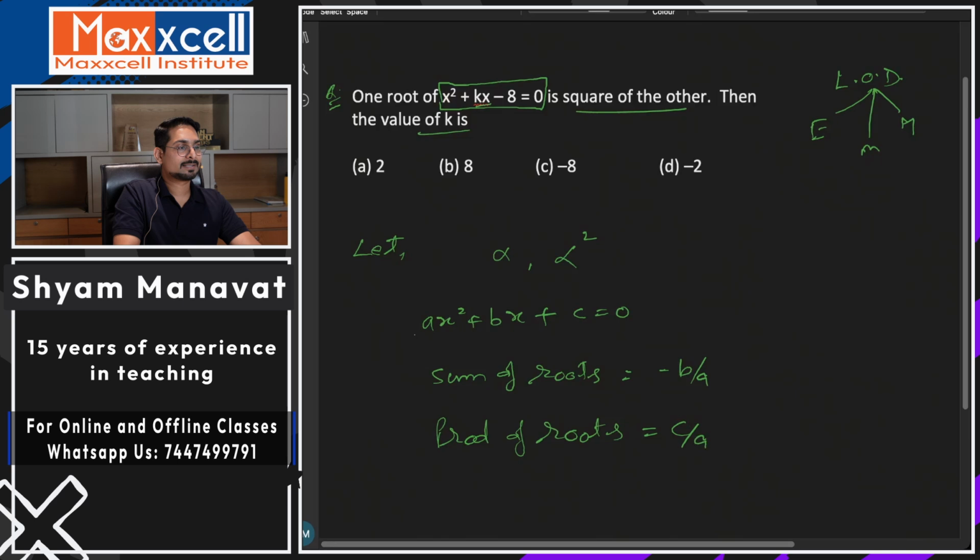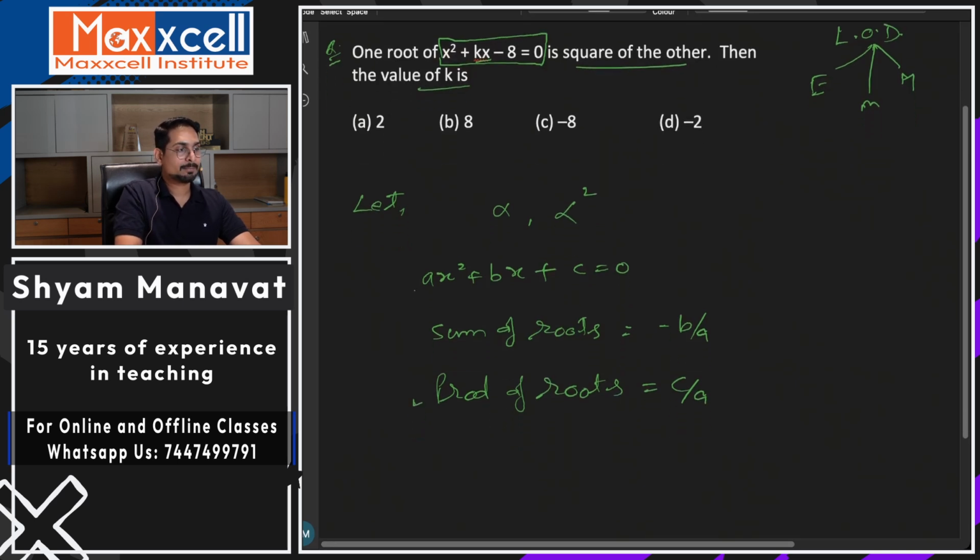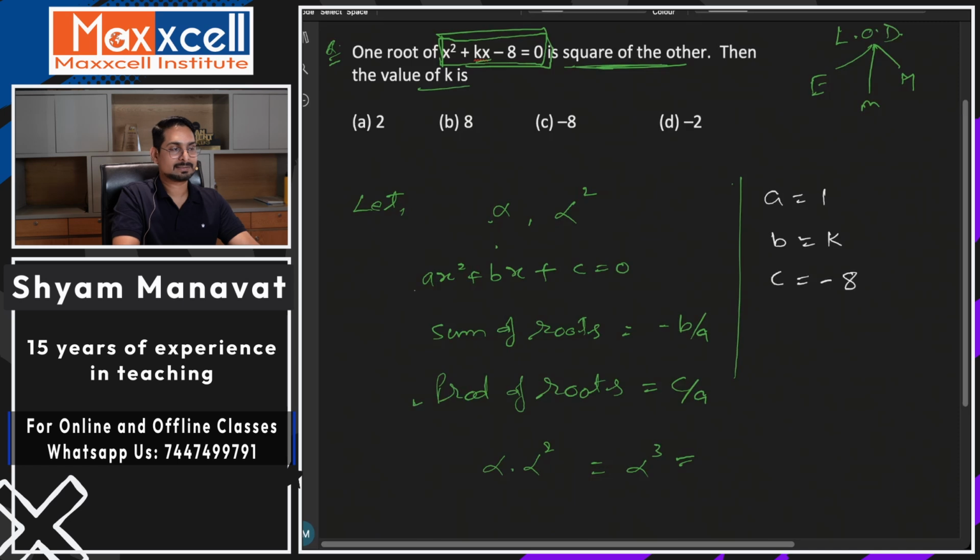All right, now here I can take help of this product of roots. Why? Because if I multiply alpha and alpha square, alpha into alpha square, that's going to be what? Alpha cube. Correct? Now here that can be equated with the given equation. Tell me, what is the value of c? What is the value of a there? A is equal to 1. What is the value of b? B equal to k. And what is the value of c? That is equal to minus 8.